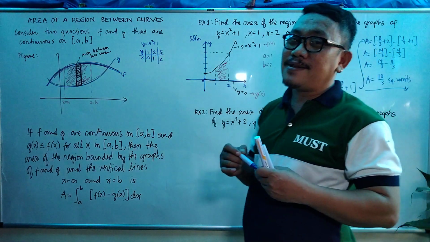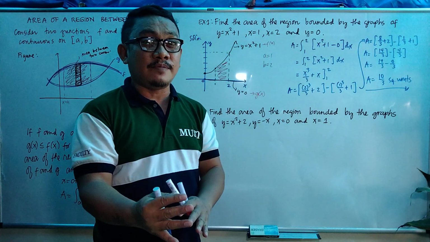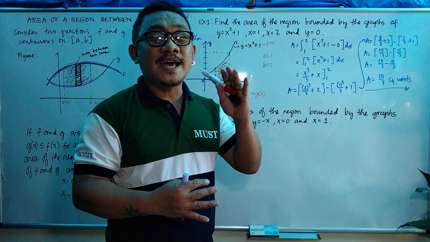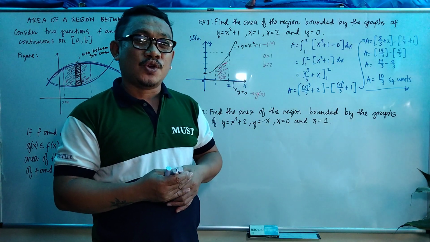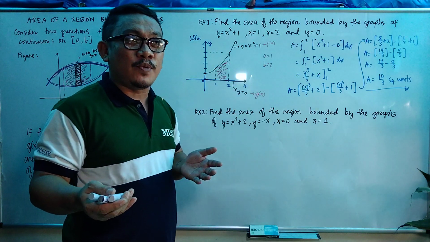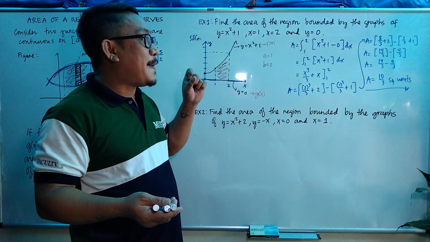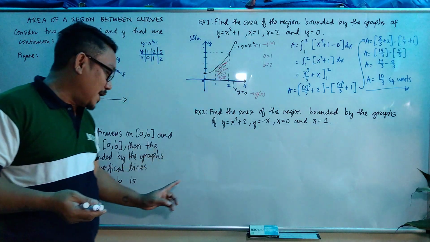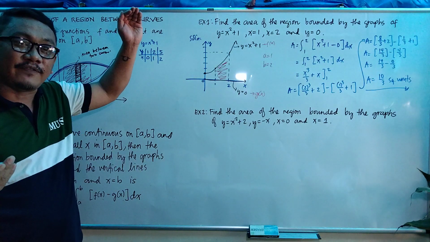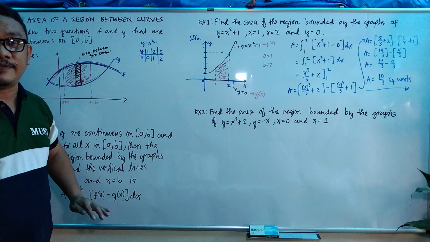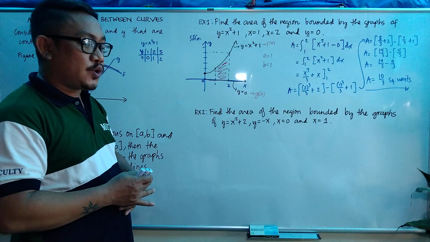This is it. The area is easy to get, if you know how to determine which function to put as f of x or g of x. So, to find out which of the given functions is which, we sketch it first so we can determine whether it is f of x or g of x. The f of x is the upper graph, and g of x is the lower graph. Let's proceed to another example, number 2.